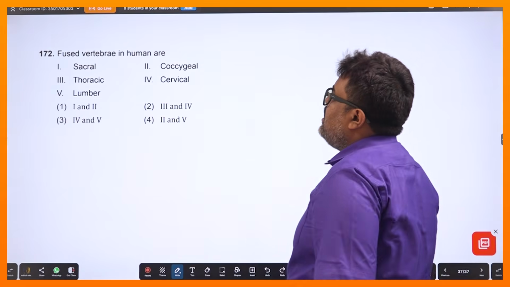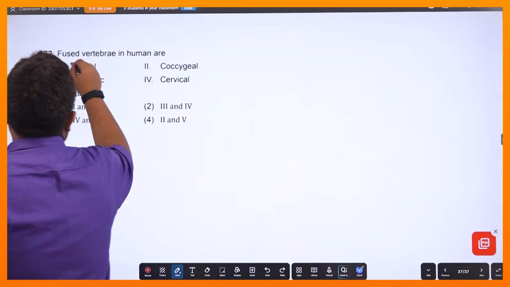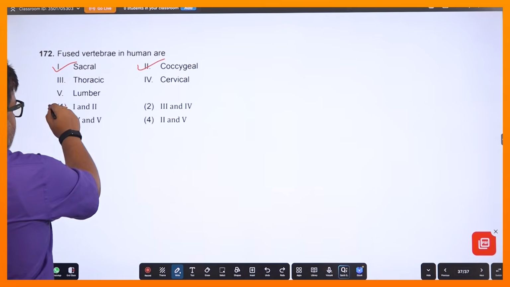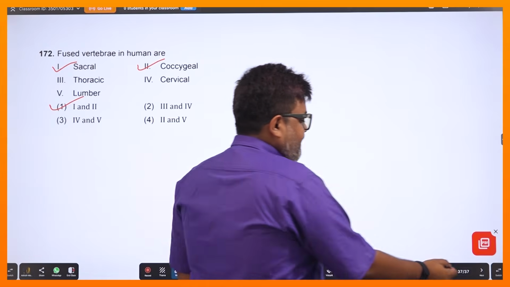ফিউজড ভার্টিব্রা ইন হিউম্যান আর, সবাই জানে স্যাক্রাম আর কক্সিক্স। এর একটা কোয়েশ্চেন একটু আগেই করলাম আমরা, তো কাজেই 1 আর 2 হবে, ঠিক আছে?